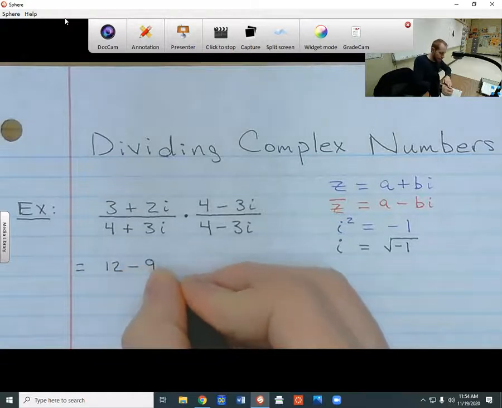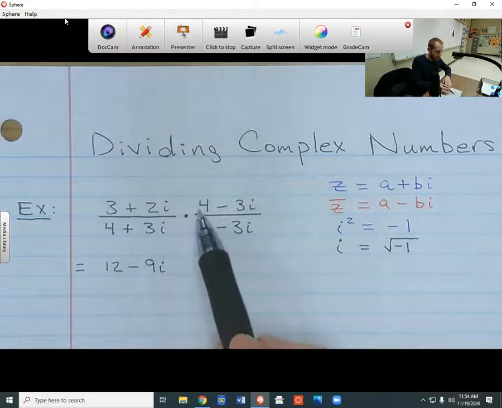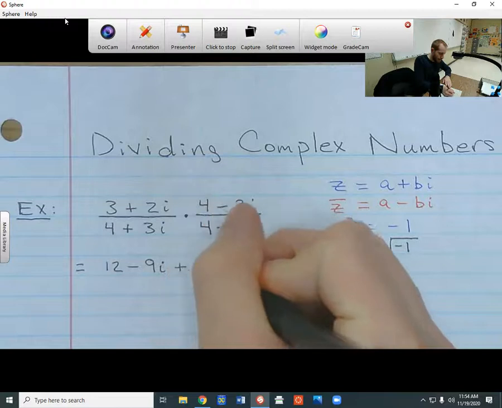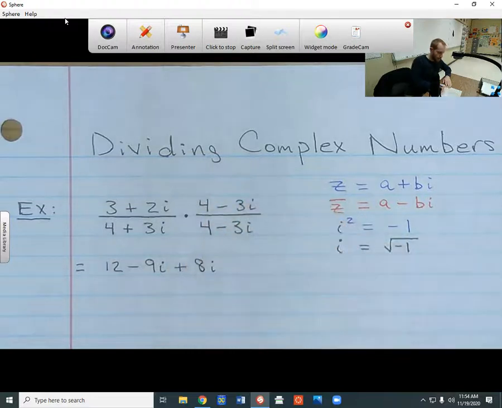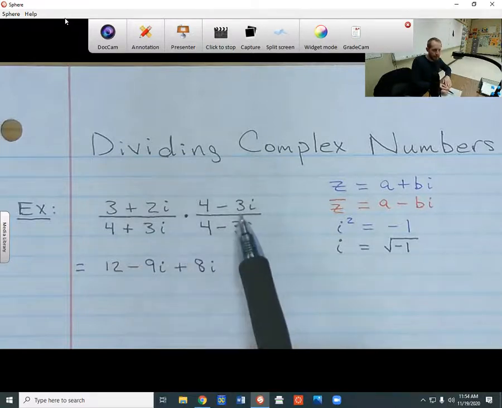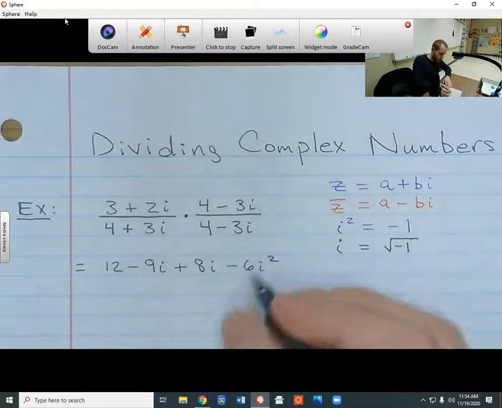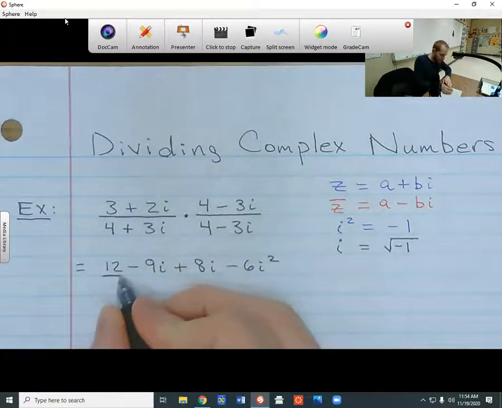The next two that I want to multiply are the inside two numbers, the 2i and the positive 4. When I multiply those, I'm going to get 8i, so I'm going to write plus 8i. The last thing I have to do is multiply the last two parts. I'm going to multiply this 2i times this negative 3i to get negative 6i squared. Negative 6i squared. We're going to simplify it later.